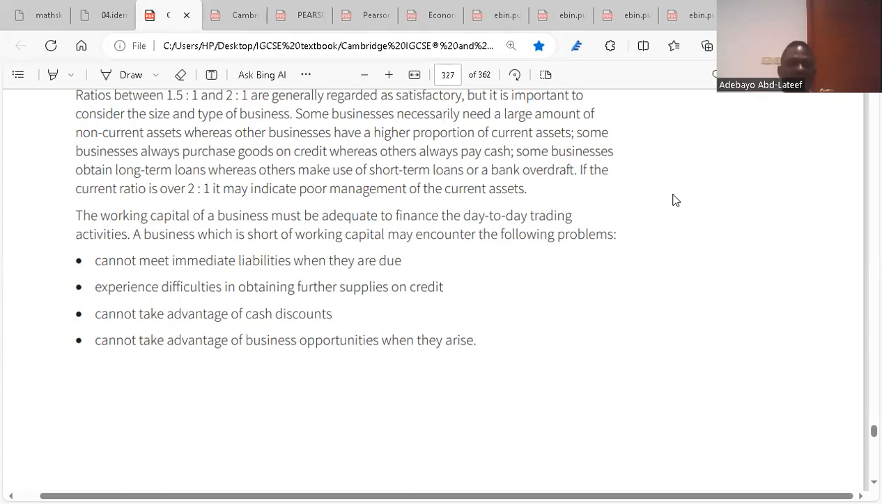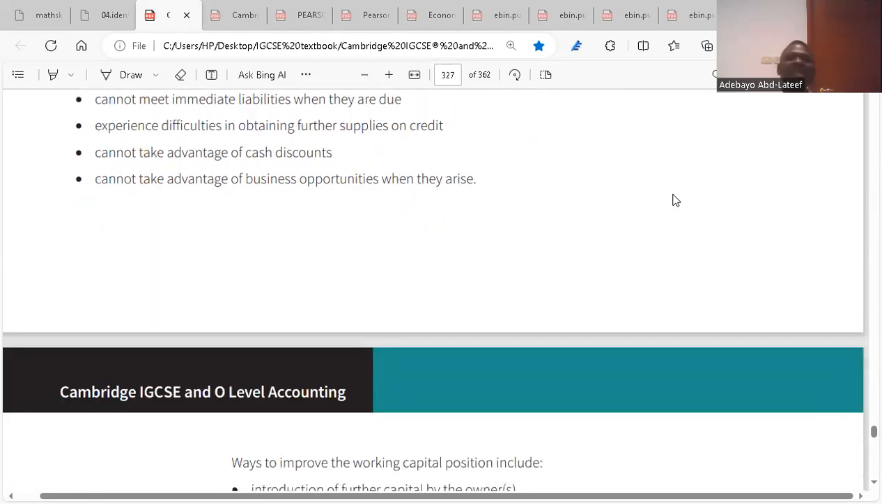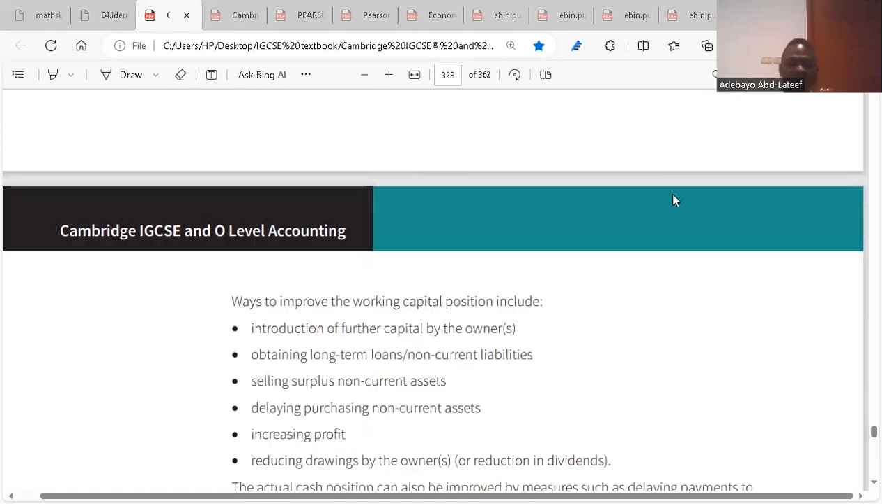Yes. And the fourth one, cannot take advantage of business opportunities when they arise. That means whenever there's any business opportunity, whenever there's any opening in terms of maybe businesses that you can start, you can't take advantage of it because you don't even have the cash to do it.